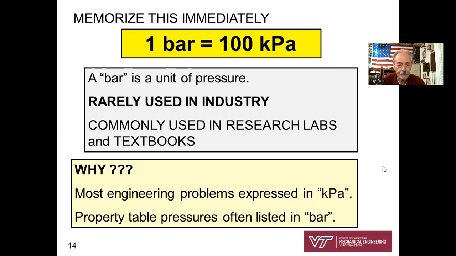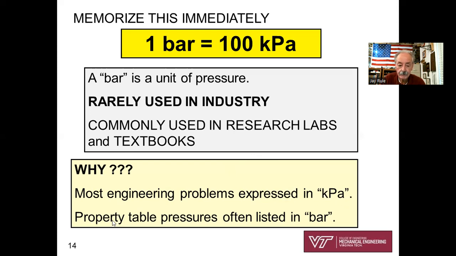Okay. However, the unit of pressure, bars, is commonly used in research labs and textbooks. So you need to be able to jump back and forth between bars and kPa, but when you're working for a living, recognize 1 bar is 100 kPa. Why am I going on and on about this? Most of your engineering problems, even in the textbook, pressures are expressed in kPa, absolute pressure.